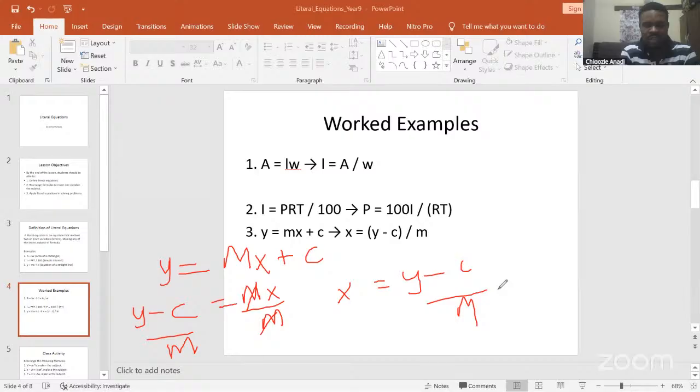So can you write it down so I can give you a class activity to do? All right. It's from this class activity that I would actually know your strengths in a particular topic.